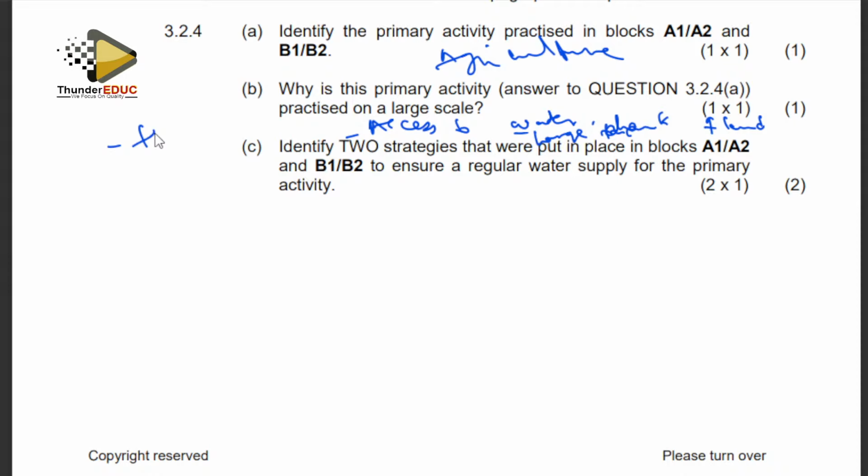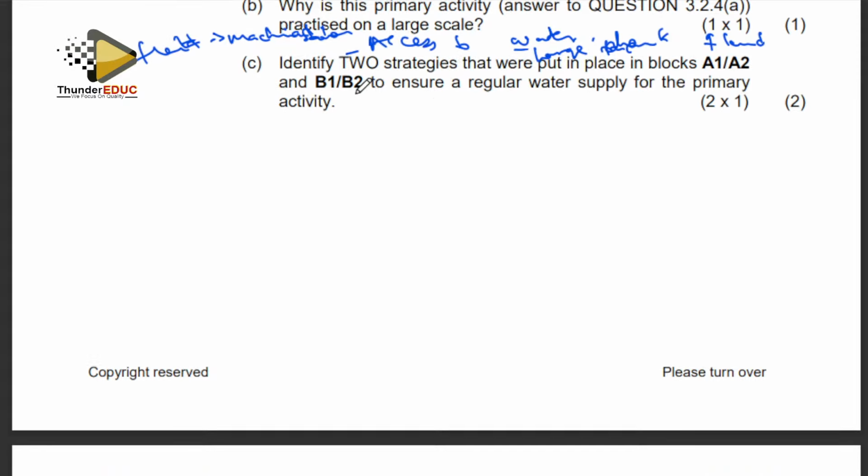So if the land is flat, that means mechanization can easily be practiced, and mechanization is one activity that can take place where we have flat land. Okay, so because the land is flat or gentle, mechanization can be practiced. And mechanization is a characteristic of large-scale farming. Are we together, guys? Let's proceed.